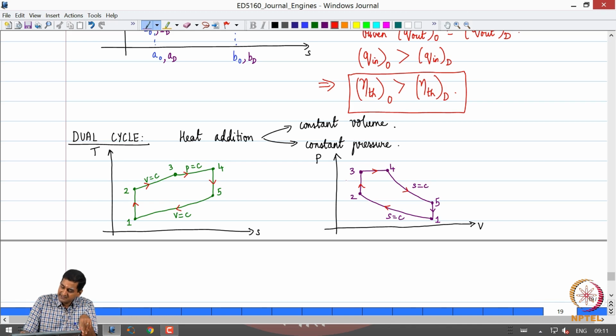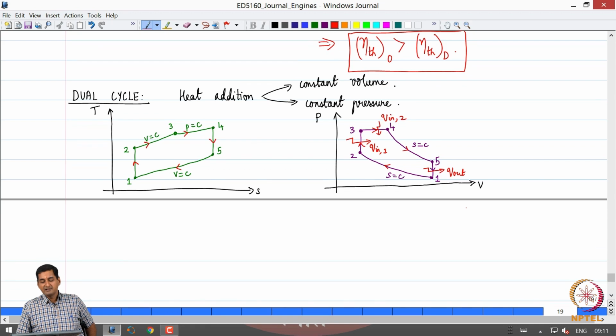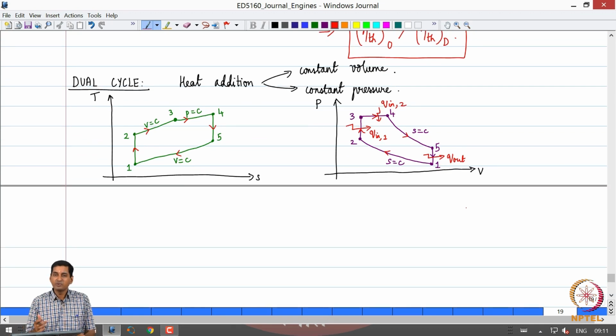Consequently, there are two heat addition processes, let us call them Q in 1 and Q in 2, and this is the heat rejection process Q out. So, that is the PV diagram of the dual cycle. I hope it is clear why the term dual came into being. The heat addition process has two stages, first at constant volume, then at constant pressure. So, the idea is whether the dual cycle can better approximate the actual engine cycle. In this analysis we are using the PV diagram.